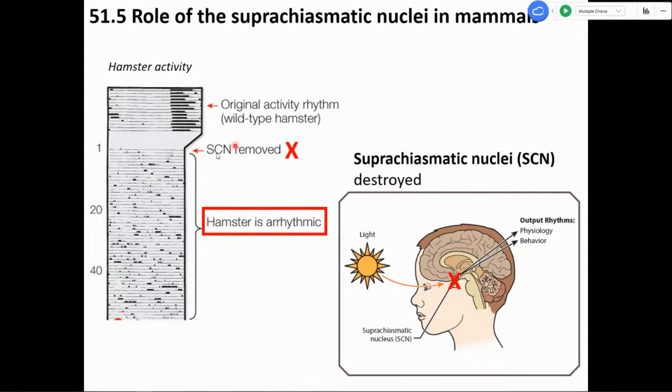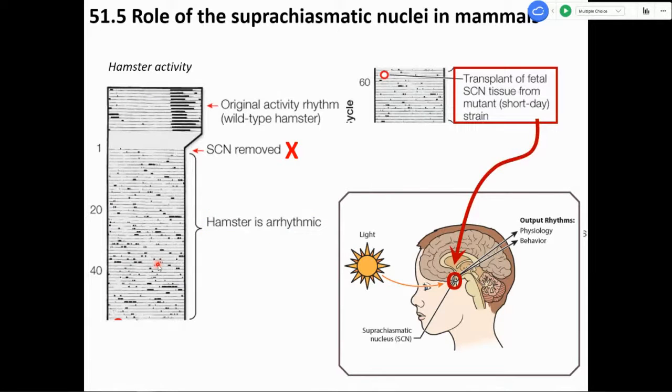So in this experiment, they removed that SCN from these hamsters and then looked at their activity, and the hamsters became arrhythmic. In other words, they were active sometimes, but there was no predictable rhythm to it at all. Then they transplanted fetal SCN tissue from another hamster. Fetal meaning it was at an early stage of development, and it could regrow within the hamster they were doing the experiment on.